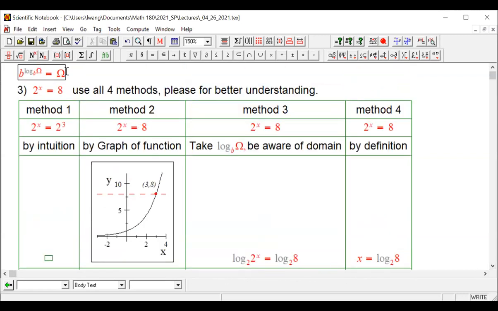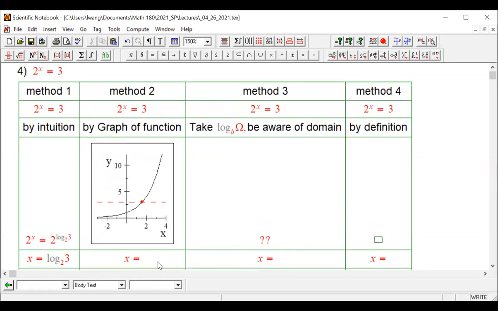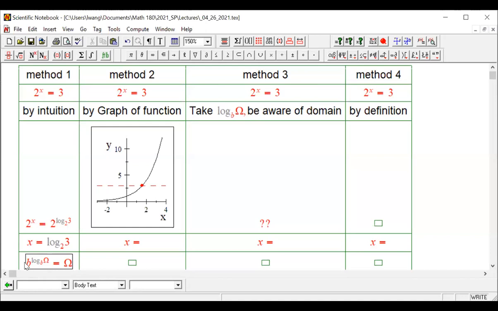So the significance of this particular property, remember I asked you guys to derive this? You're gonna be using this property in calculus, Calculus 1, chapter 3, of course with the natural log. The significance of this expression, remember omega is any positive number. Omega has to be positive. So any positive number can be expressed in exponential form. That's the meaning of this expression. Let me say it again: any positive number can be expressed in exponential form of any base larger than 0, not equal to 1.